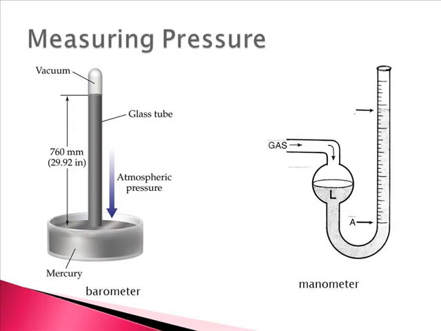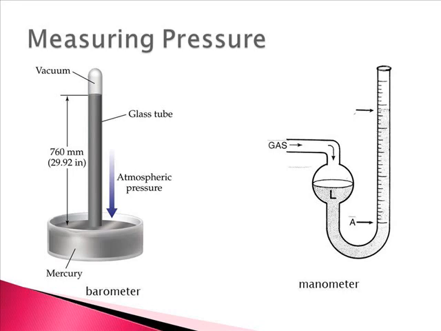So if we take a look at 2 different devices for measuring pressure, on the left we have Torricelli's barometer: a dish of mercury, a glass tube that is taller than 760 millimeters, so usually just a 1 meter glass tube, closed at one end, open at the other. Fill it with mercury, invert it, stick it in the dish, then take your thumb off.